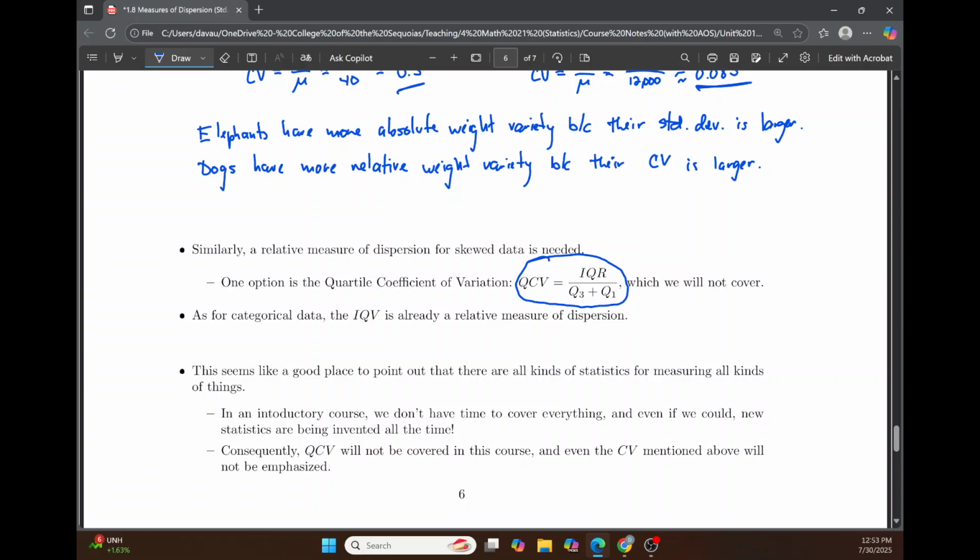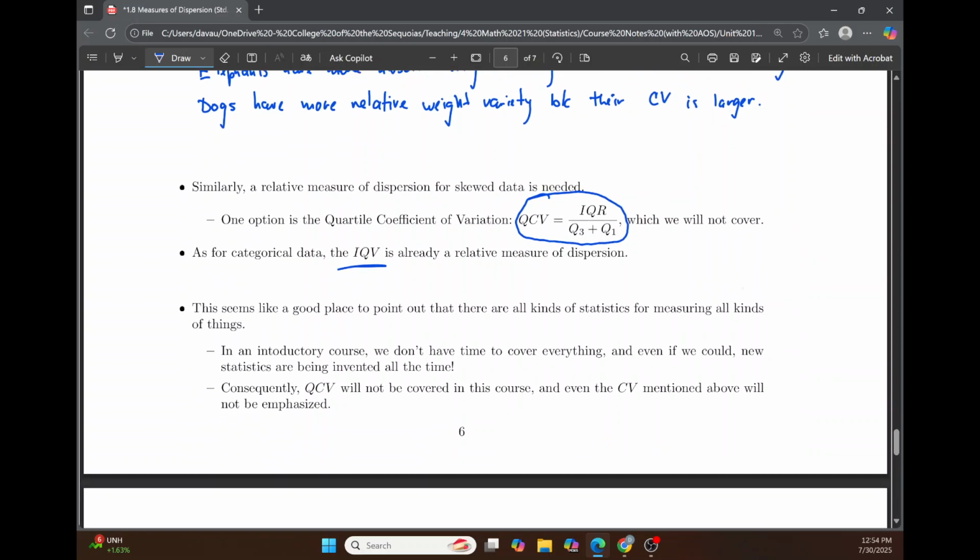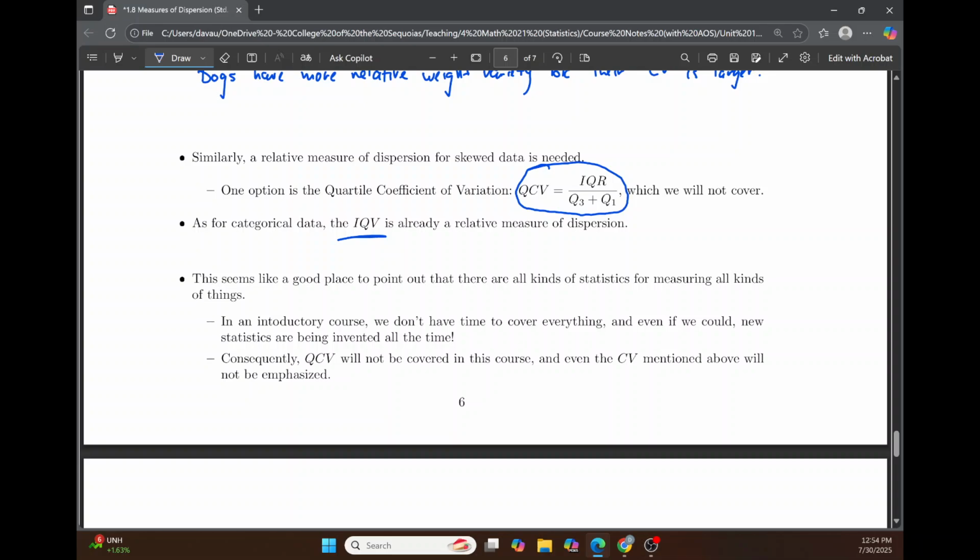As for categorical data sets, the IQV, which we've already discussed, is actually already a relative measure of dispersion. So there would be no need to develop anything new for categorical data. Although I should mention that there are other ways to measure dispersion for categorical data sets besides the IQV. The IQV is just the one that I've chosen to introduce in this class. Anyway, so that's just a little bit about relative measures of dispersion.